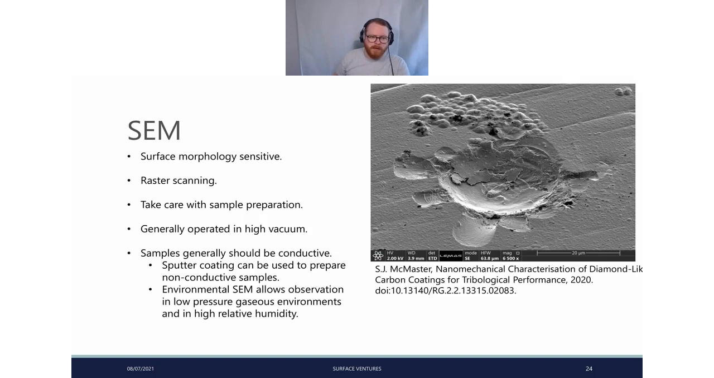So going on to SEM, this is very much a surface morphology sensitive type of microscopy. It's generally raster scanning, with much higher resolution than optical microscopy. But one thing you need to take care of is sample preparation. Generally, your sample should be conductive, otherwise you will have to sputter coat it. But there are new methods of electron microscopy, such as environmental SEM, essentially allowing observations in low pressure, gaseous environments, and high relative humidities. What we have here is just a picture of an impact crater on a diamond-like carbon coating. So this is a micro impact.